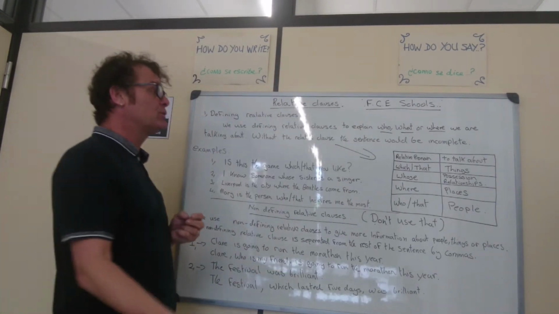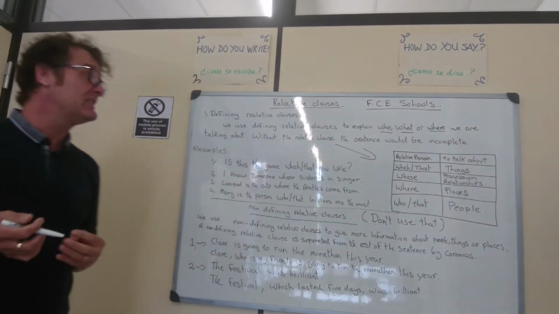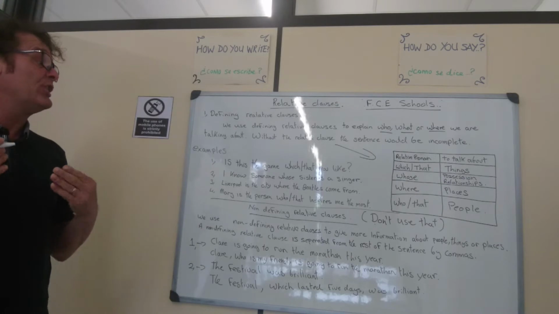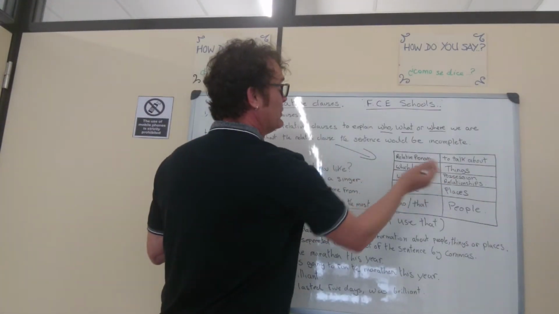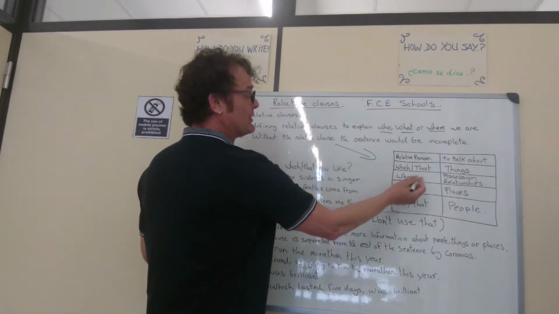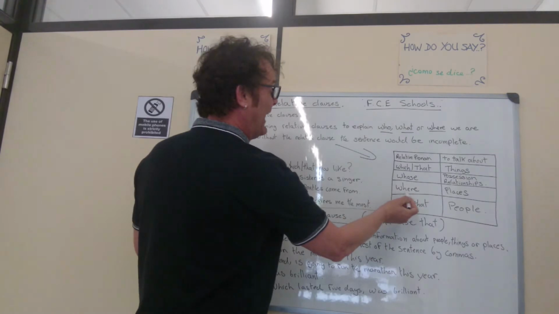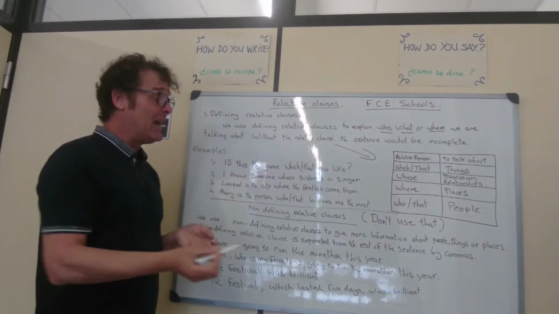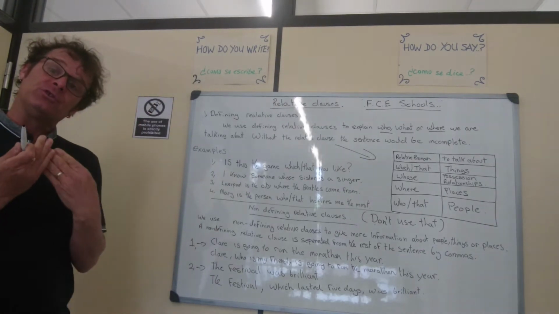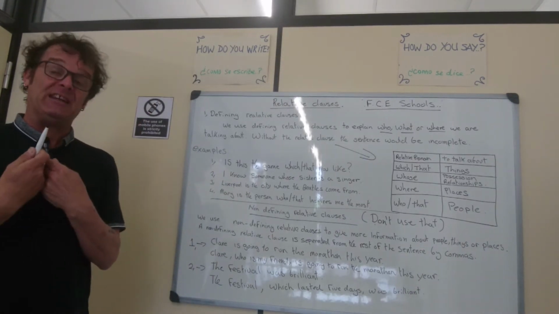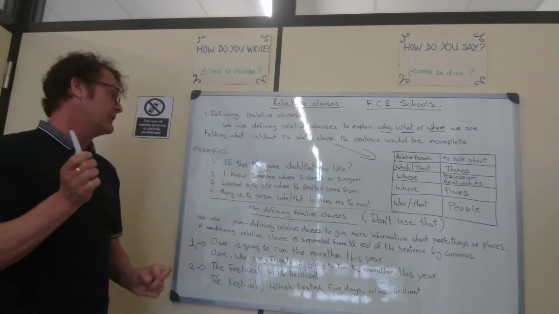So we use the relative pronoun to talk about things, possession, places, and people. Which and that we use for things, whose we use for possession and relationships, where is for places, and who and that are for people. Okay, so I'm going to give you an example of each, a defining relative clause.